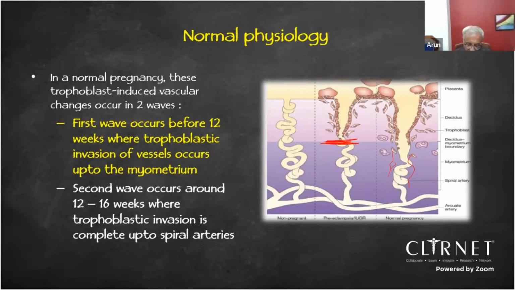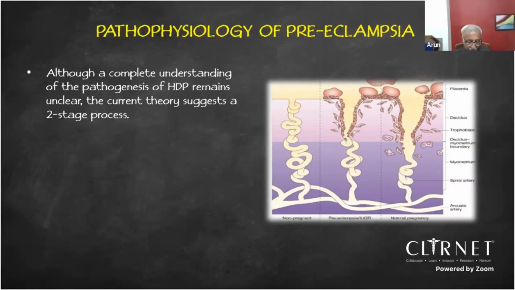If, in any case, the second wave does not occur, then the trophoblastic invasion will only be up to this level. And these vessels, which are spiral arteries, will still be amenable to the effect of hormones which cause them to be constricted, or not dilate.